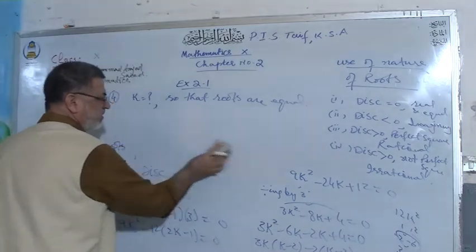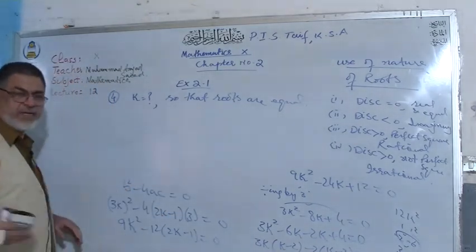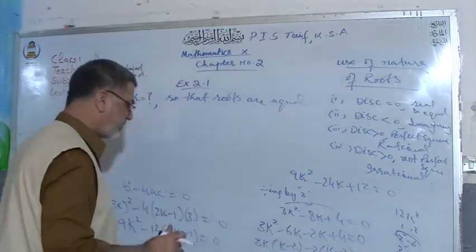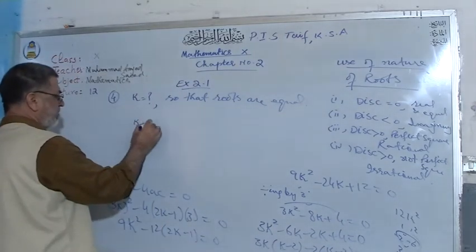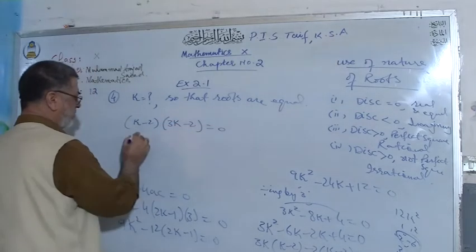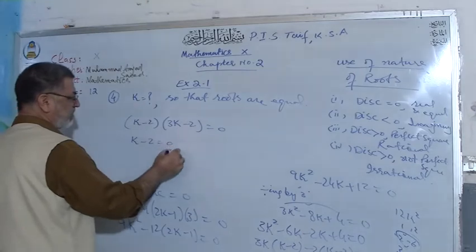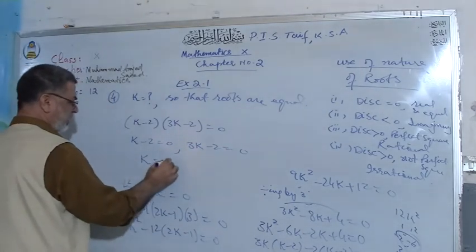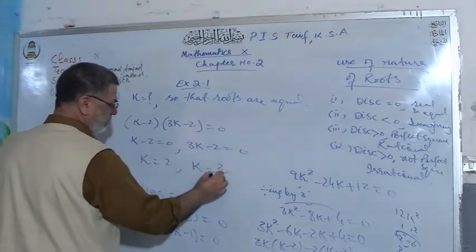From here, you can find the values. You can take k minus 2 as common. k minus 2 into 3k minus 2 is equal to 0. So k minus 2 is equal to 0, or 3k minus 2 is equal to 0. k is equal to 2 and k is equal to 2 by 3.